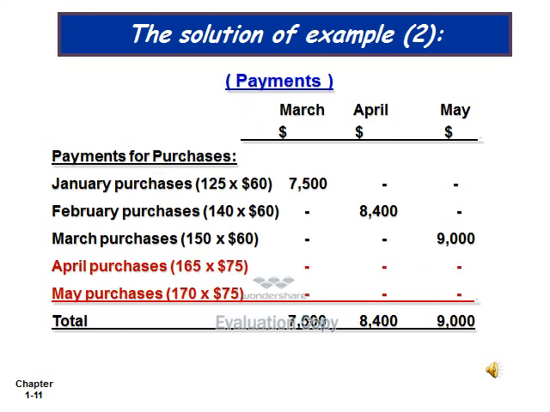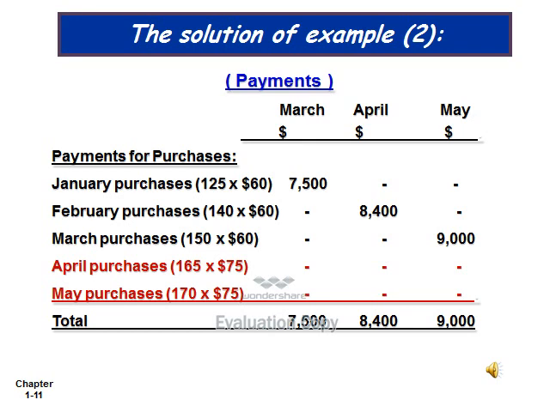The payments depend on the company policy. Here, the company will pay for purchases on 2 month credit. That means the payment for January purchases will be paid in March, the purchases in February will be paid in April, and so on. Let us start with January. Payment for January purchases, 125 units times $60, equals $7,500, which will be paid in March.